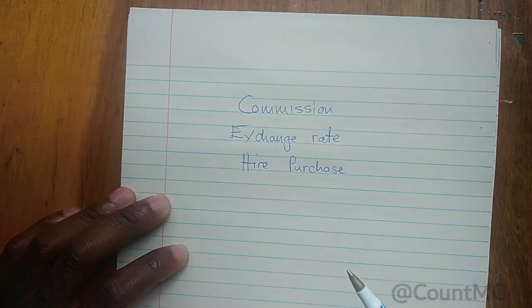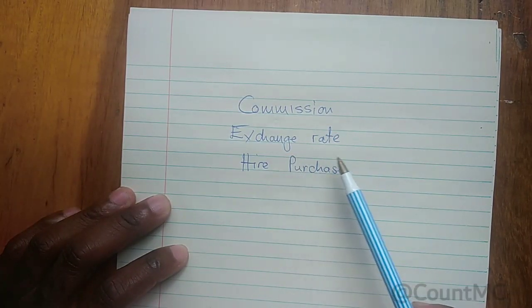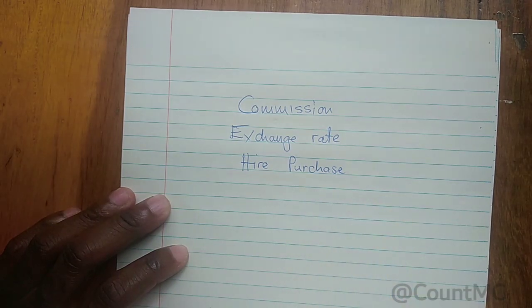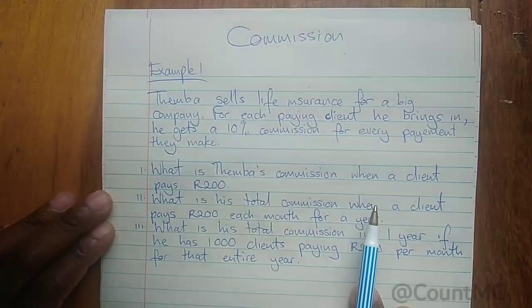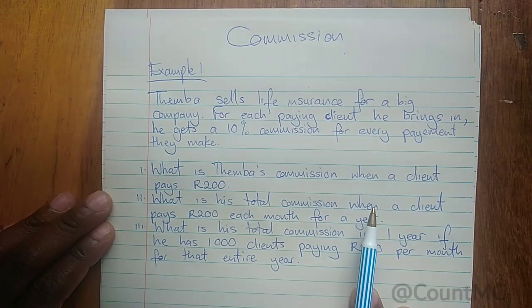Hello guys, let us talk about commission, exchange rate and hire purchase. So let us start with commission. Commission is when you are selling something on behalf of someone. When they make a profit, you get a percentage of that profit.